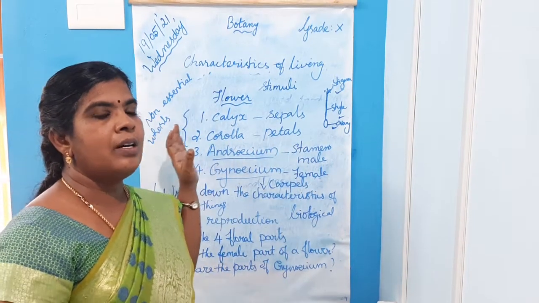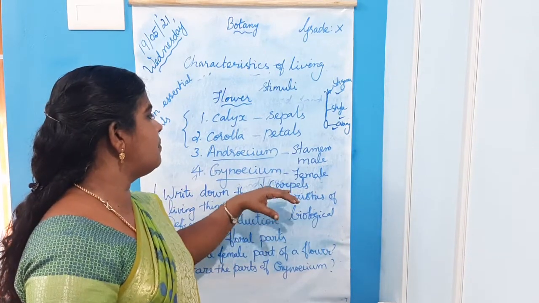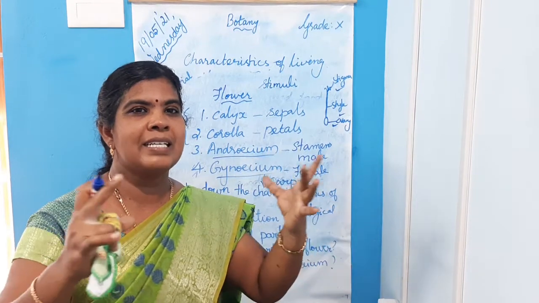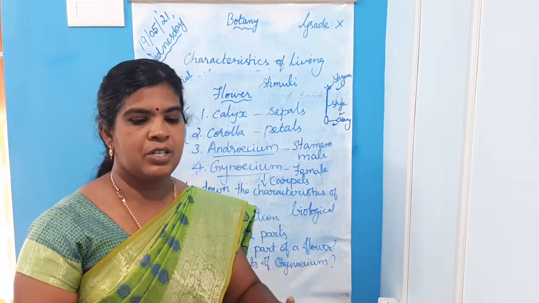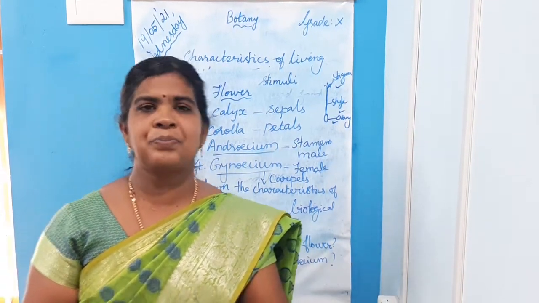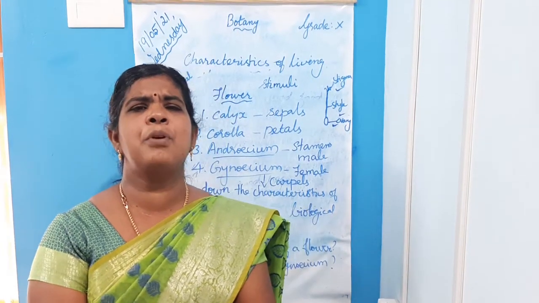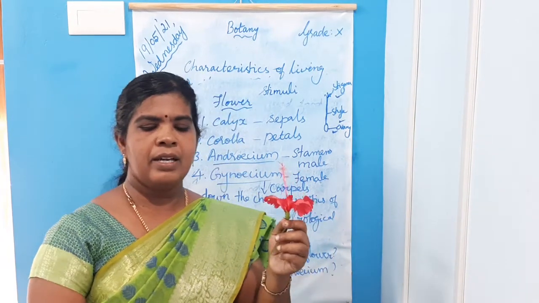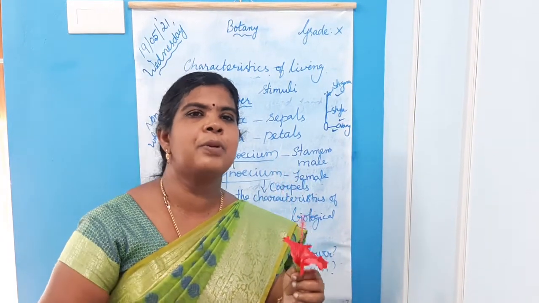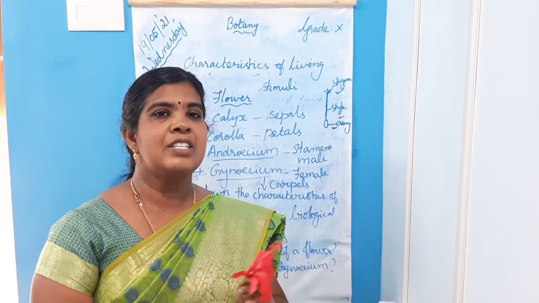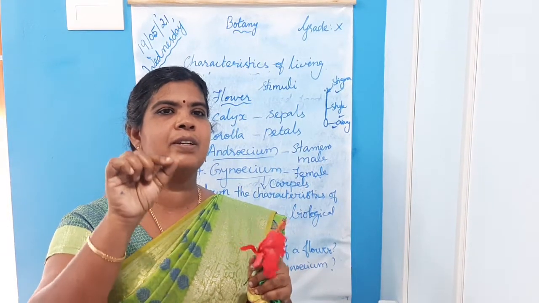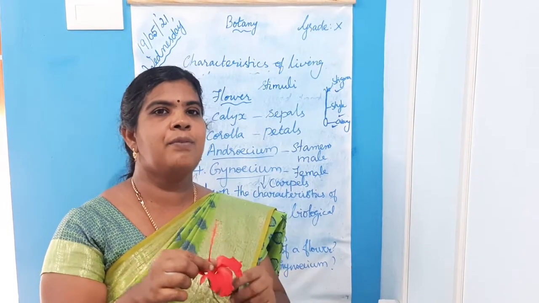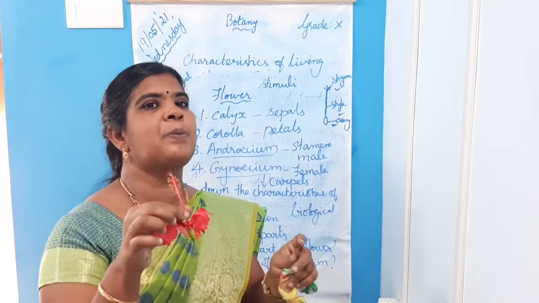What is the function of the corolla? It is brightly colored, so it attracts insects for pollination. Pollination is very important for sexual reproduction. It is followed by the next process, fertilization. These two processes are important for sexual reproduction in flowering plants. You must know what pollination is.